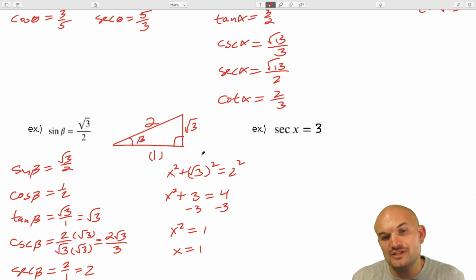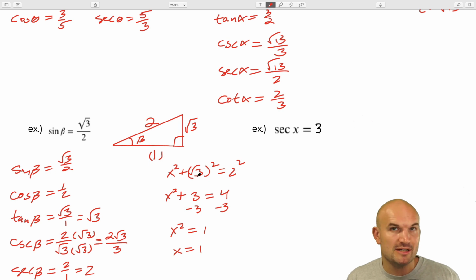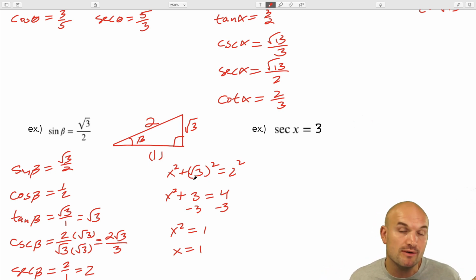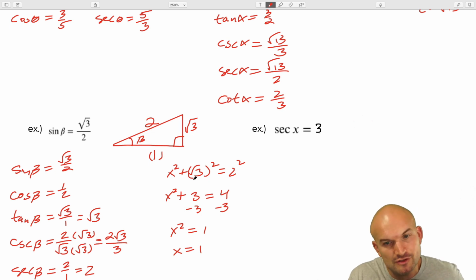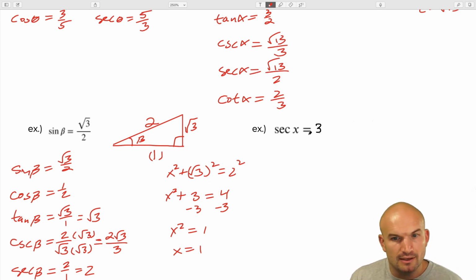All right, so let's get on to the next example. So in secant of x equals 3, remember our trigonometric relations, guys, are comparisons, right? We're comparing how big is one length compared to another length of a right triangle. And if you just have an integer like 3, what is the comparison?